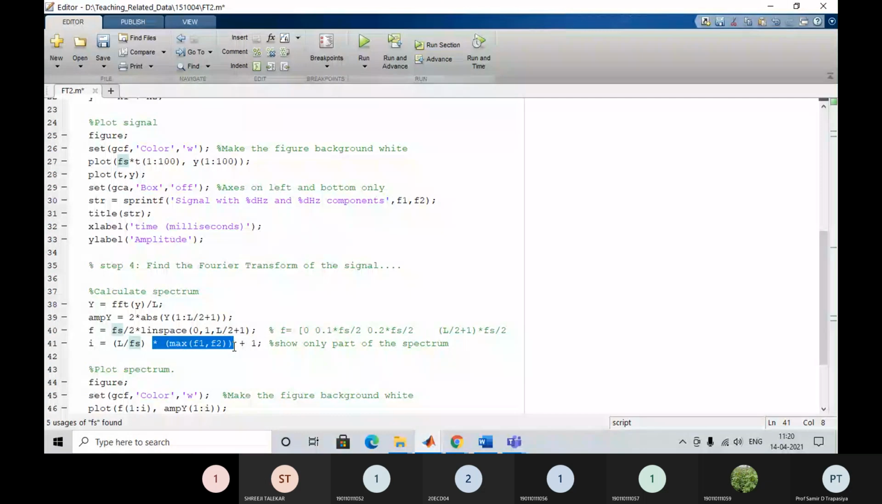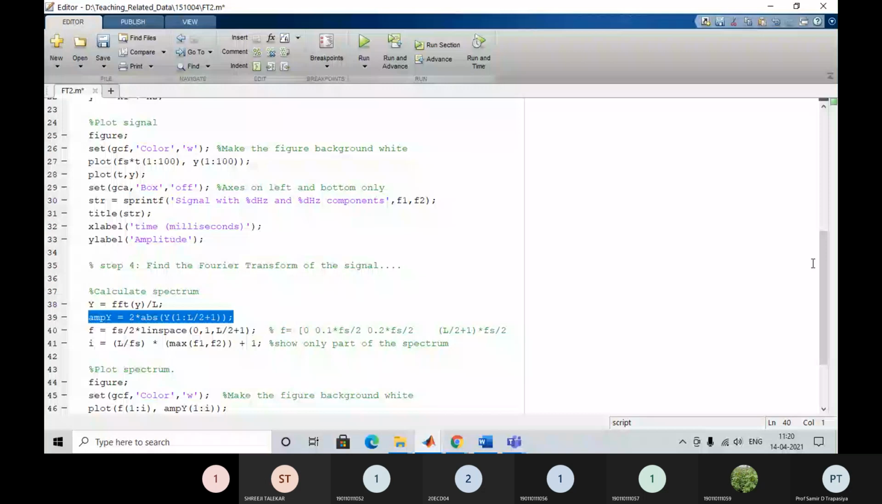So we have the frequency domain vector f available, and the amplitude vector is available. We have two different vectors, one to represent frequency on the x-axis and one to represent amplitude on the y-axis. Finally we plot the signal with figure, then set, and all these commands are used to plot the graph.